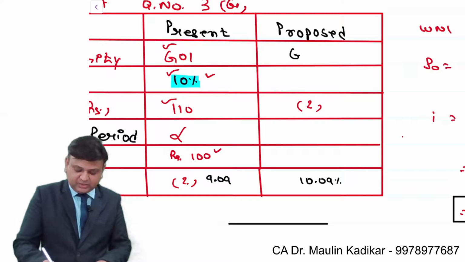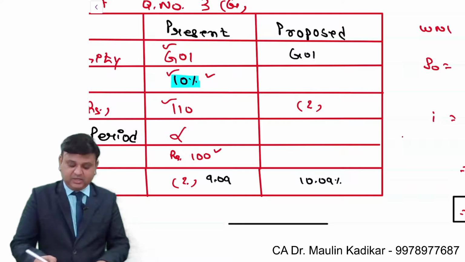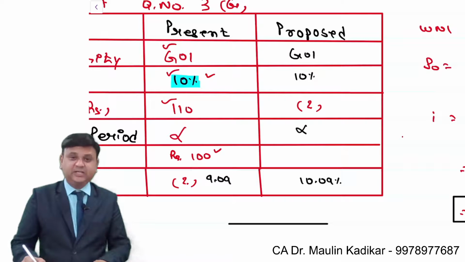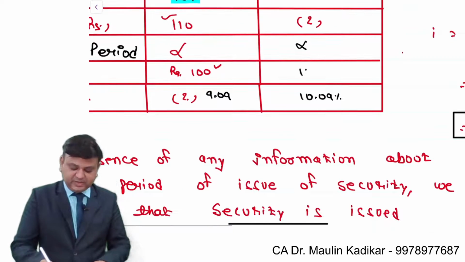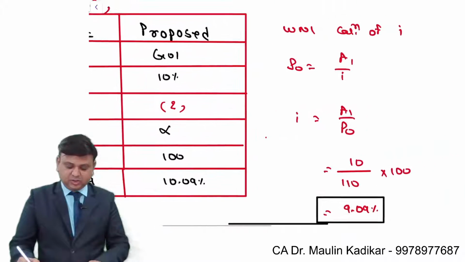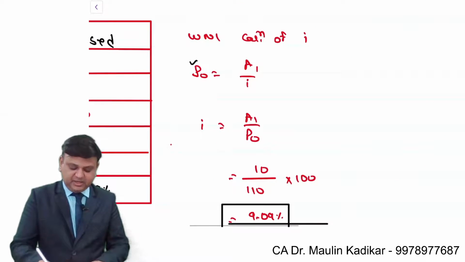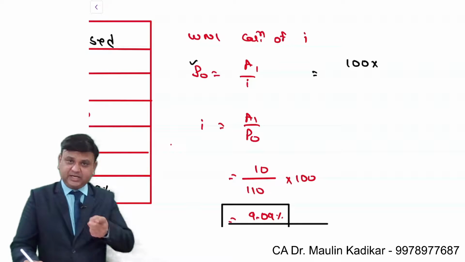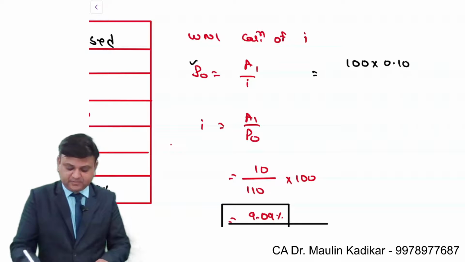The security is going to remain Government of India. Rate of interest is going to remain 10 percentage. Time period is yet perpetuity. Face value is again 100 rupees. So what will be the price of the security? It is 100 into, what is the rate of interest? 10 percentage. What is the investor's required rate of return?